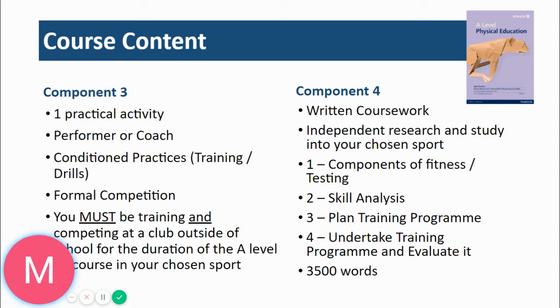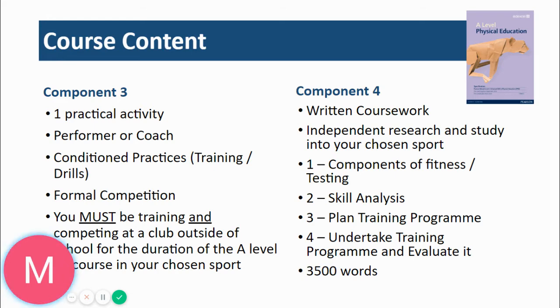Component 3 is the practical bit, and you only have to be assessed in one sport. You can be assessed as a performer or a coach, but most people participate in their sport as a performer. You must belong to a club outside of school, as you cannot be assessed to a high enough level within school due to the wide range of sports that students offer at A-level.